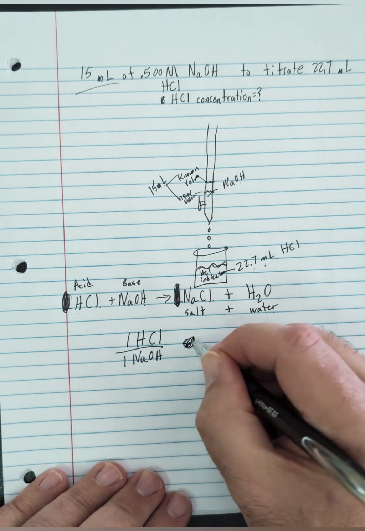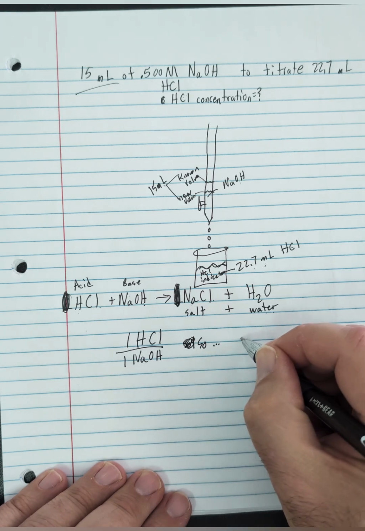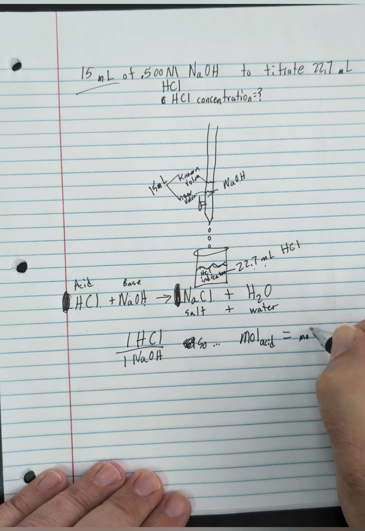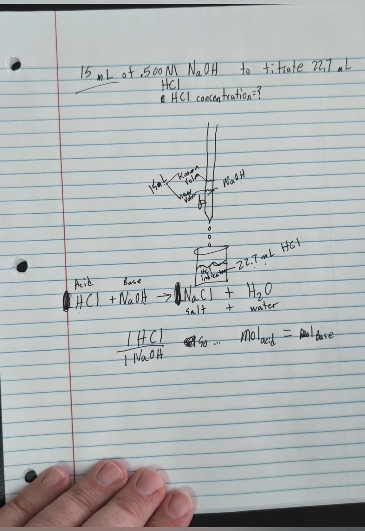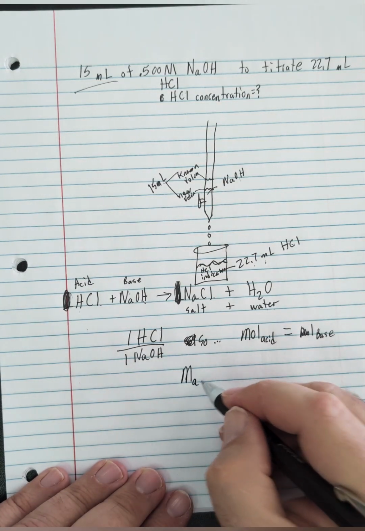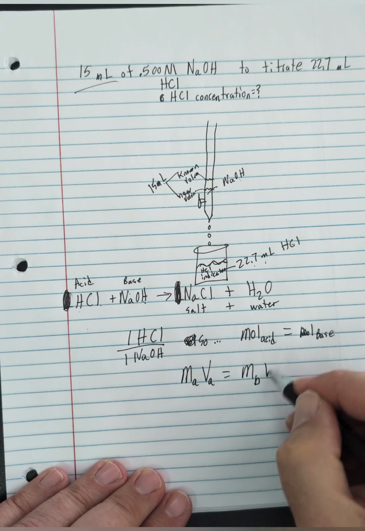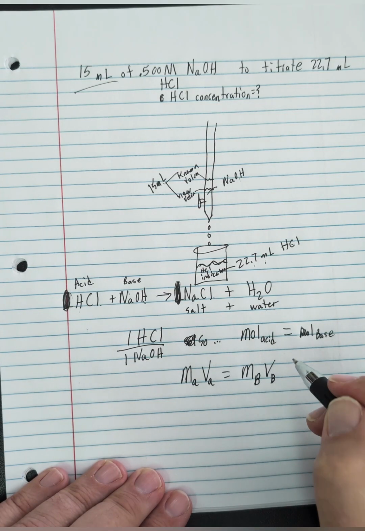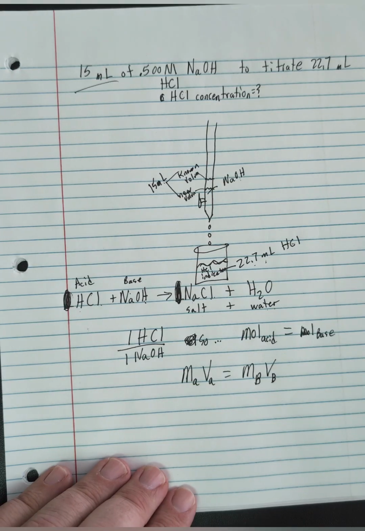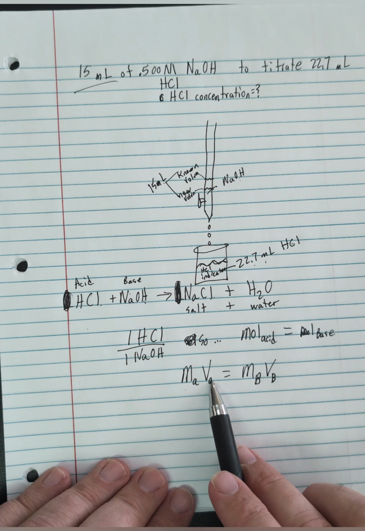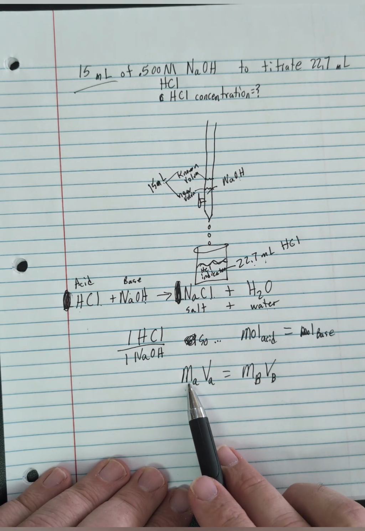So, the moles of acid equal the moles of the base. Okay, so we can use the molarity of the acid times the volume of the acid is equal to the molarity of the base times the volume of the base. Okay, that looks familiar, doesn't it? All right, now we're going to rearrange this for the molarity of the acid.